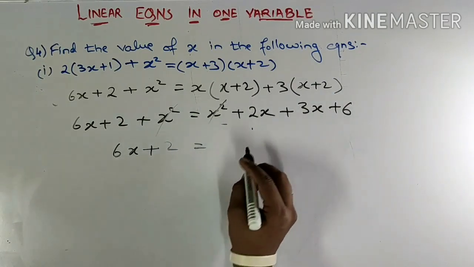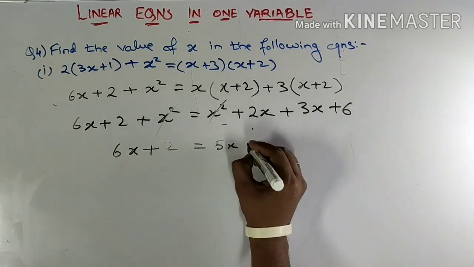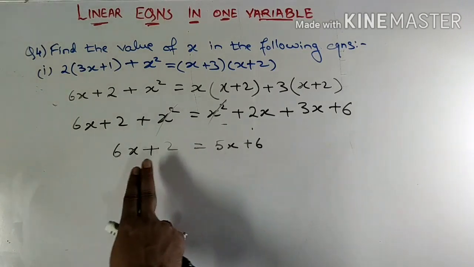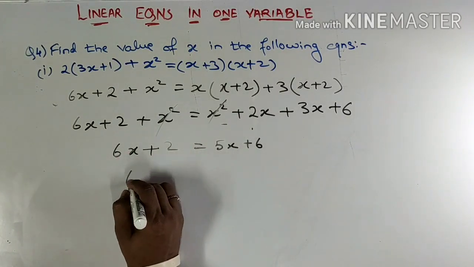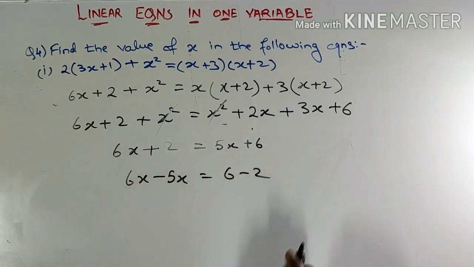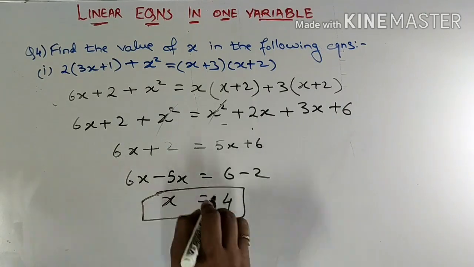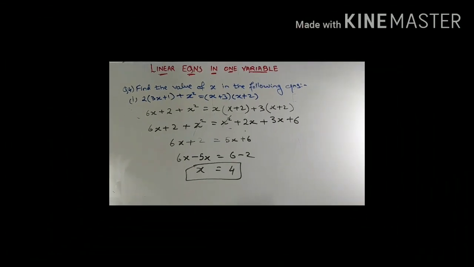2x plus 3x is nothing but 5x and plus 6. So remember the ground rule, taking all the unknown terms on one side and known terms on the other. So 6x minus 5x is equal to 6 minus 2. x is equal to 4. This is my solution of the given equation.